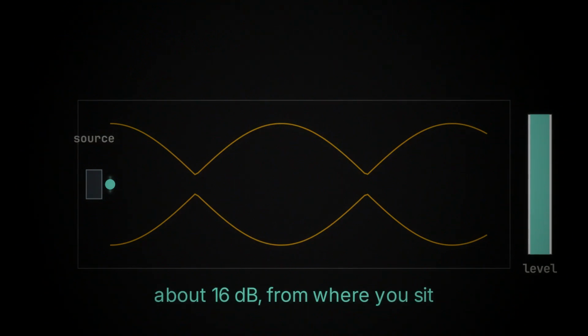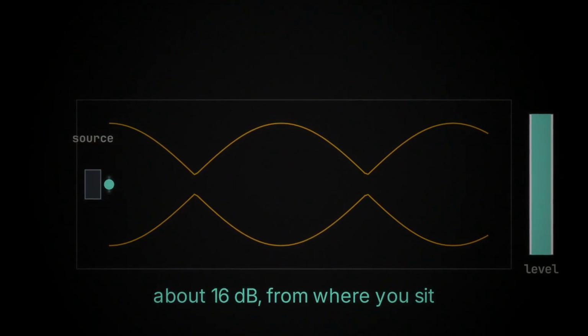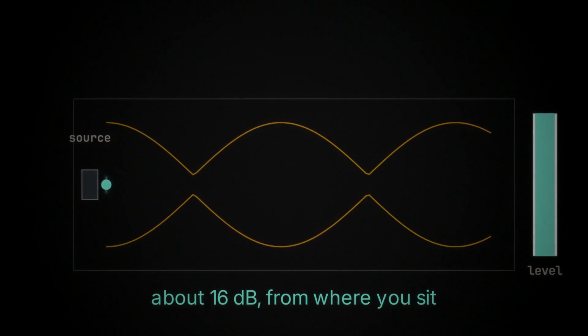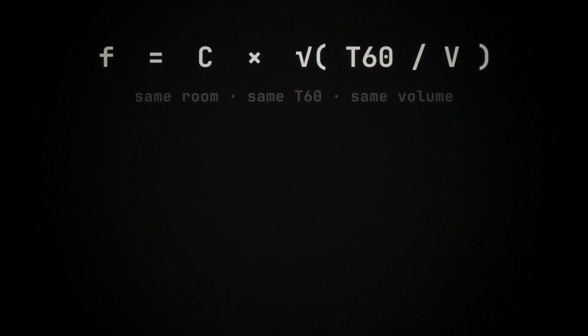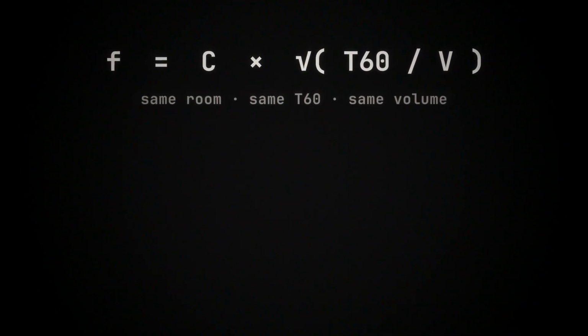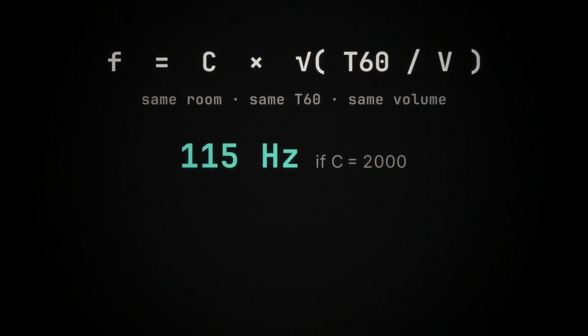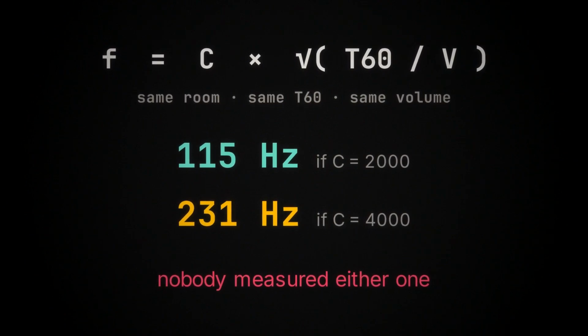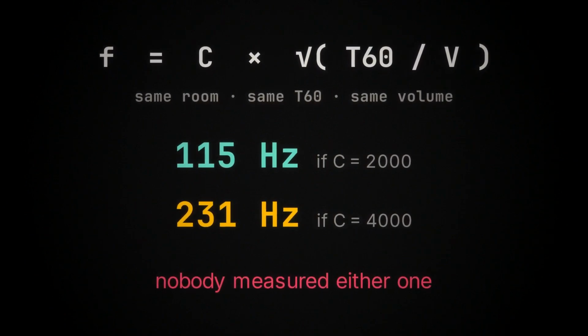There's a frequency people treat as the line where your room stops mattering. It has a formula, and the formula has a constant in it that you choose. Take for example a 60 cubic meter room with a 200 millisecond decay. Pick one convention and its line calculates to 115 Hz. Pick the other and the same room, the same numbers, give 230, nobody measured either one.